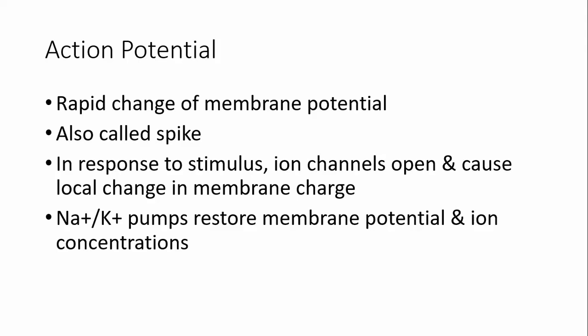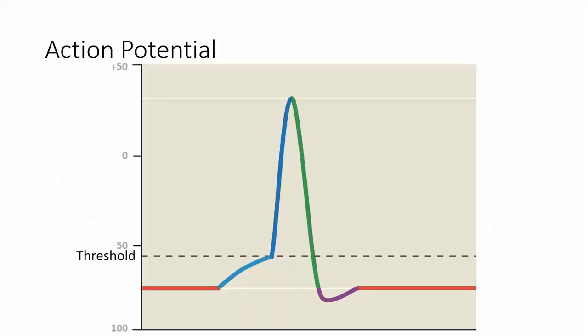And what happens is a stimulus comes along, it's going to make these ion channels open, and it's going to cause a local change in the charge of the membrane. Then your sodium potassium pump resets everything so that way you can have another action potential come along. So if we're measuring the changes in charge of a cell membrane as you go through an action potential, this is what it looks like.